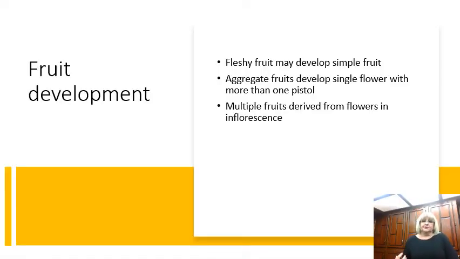So fleshy fruits may develop from a flower with a single pistil. This is a simple fruit. Aggregate fruits develop from a single flower with more than one pistil. And multiple fruits are derived from flowers in an inflorescence, like we talked about earlier.